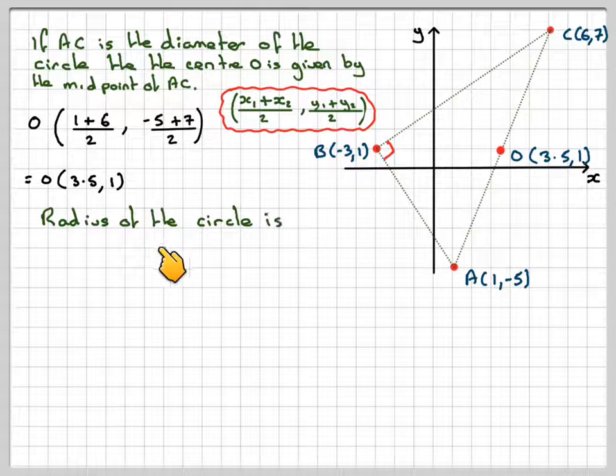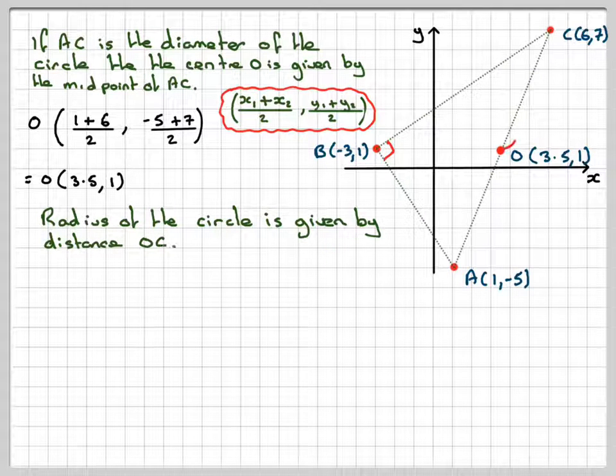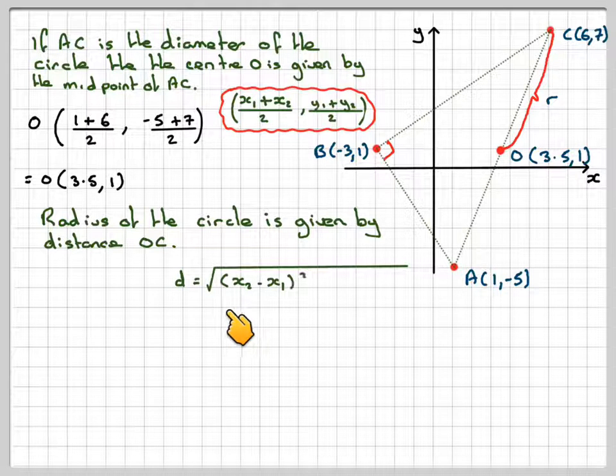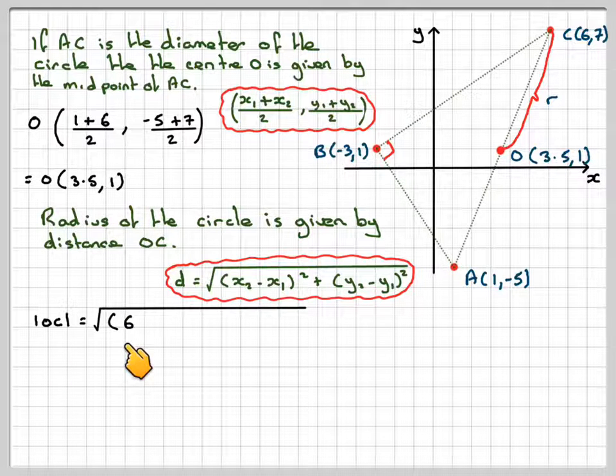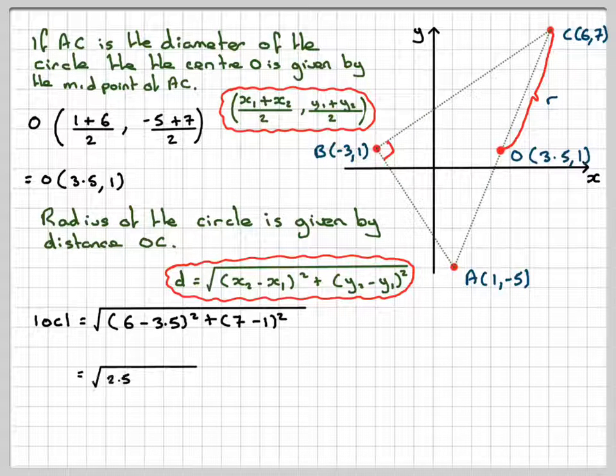Right, so the radius of the circle will be given by the distance OC, or it could also be AO, it doesn't matter. The distance formula is the square root of (x2 minus x1) all squared plus (y2 minus y1) all squared. This is this distance here. So that's going to be 6 minus 3.5 squared plus 7 minus 1 all squared. That's the square root of 2.5 squared plus 6 squared. So that gives me the square root of 41.25.